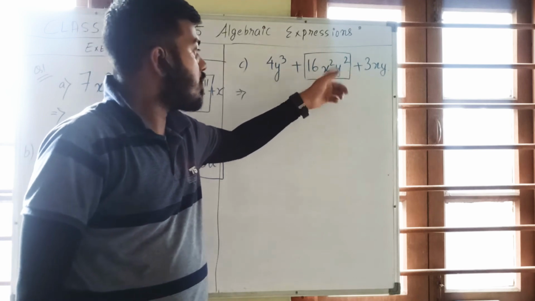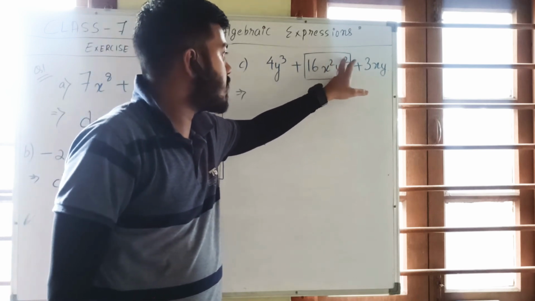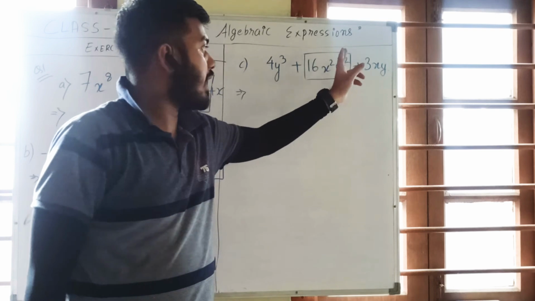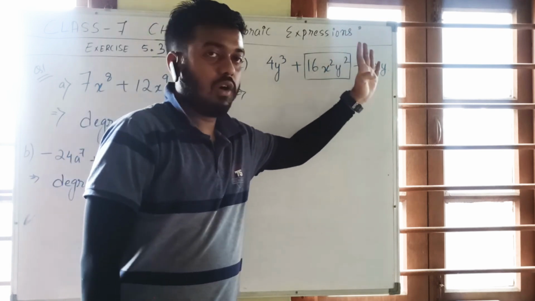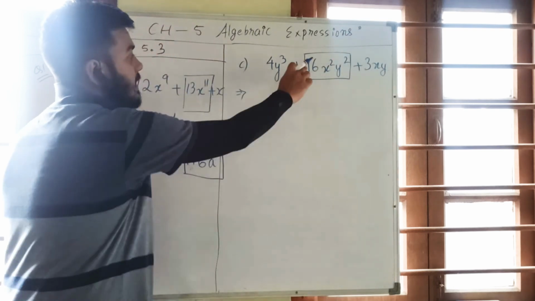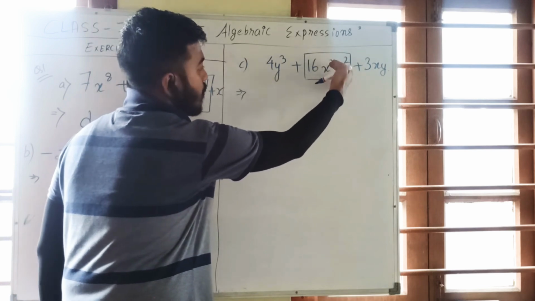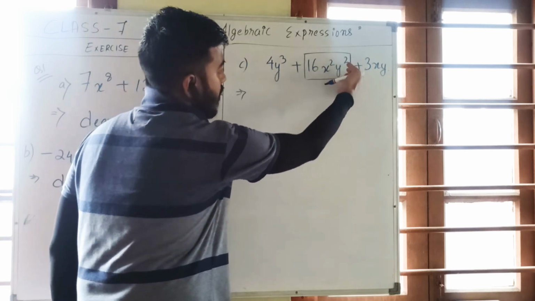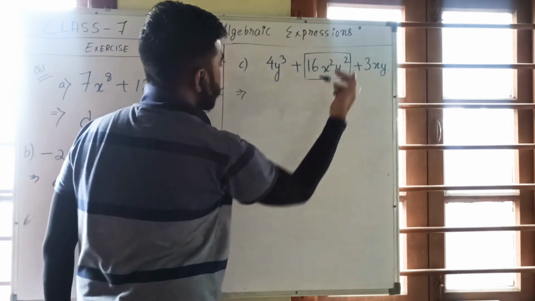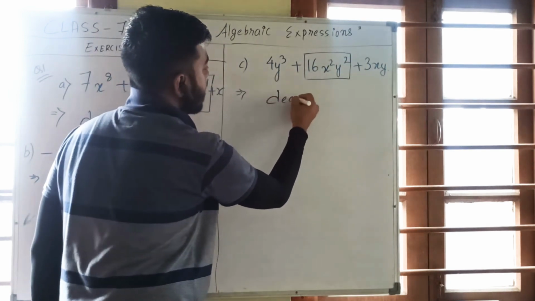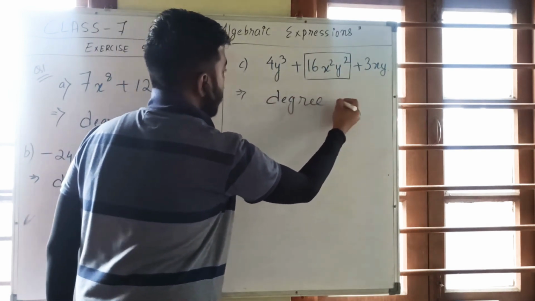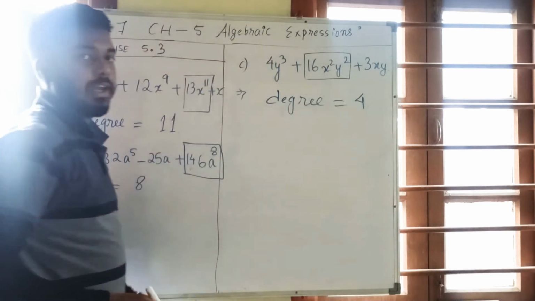And how many powers do we have? We have x square and y square, right? So you add them. When you add them, you will get how much power? 4. And that is your degree, because 16 is the highest and it has x square and then y square also. So both the powers you add, 2 and 2 will become 4, right? So this will determine your degree. So your degree is 4 here.